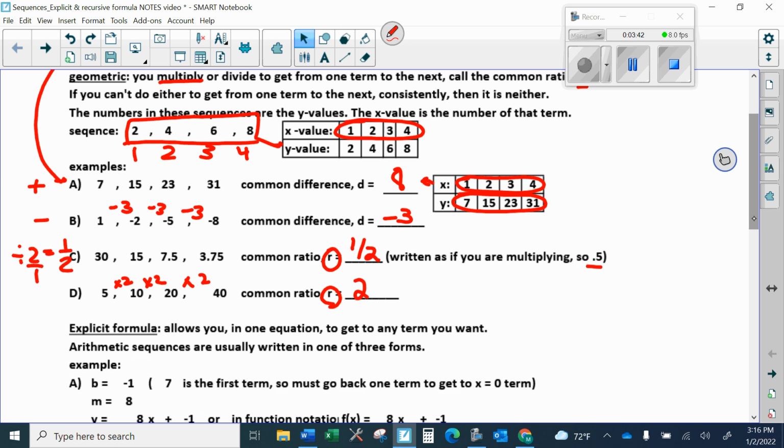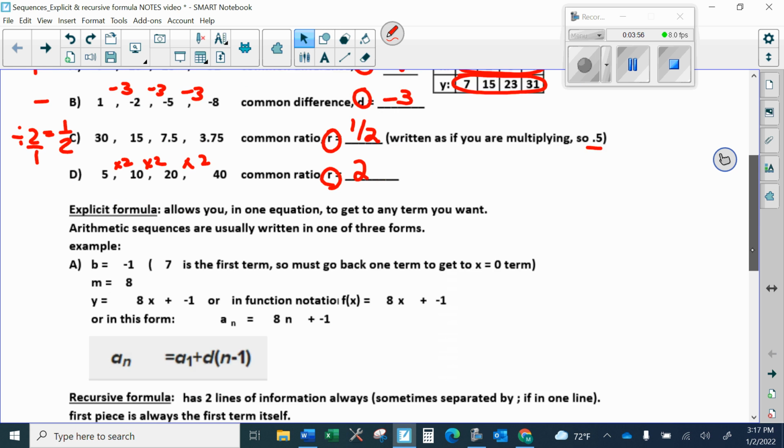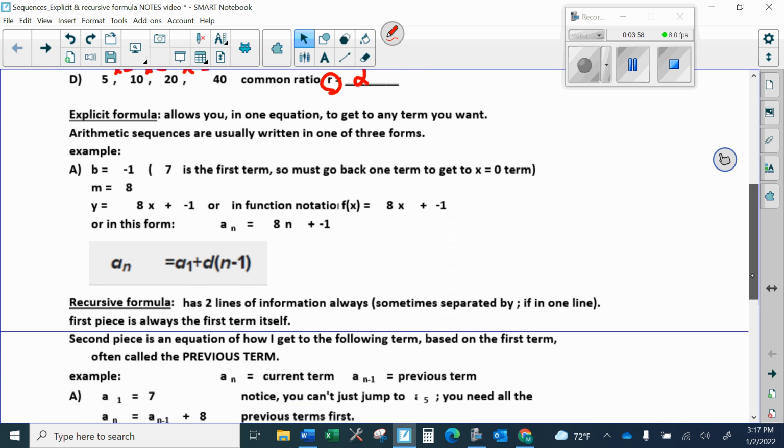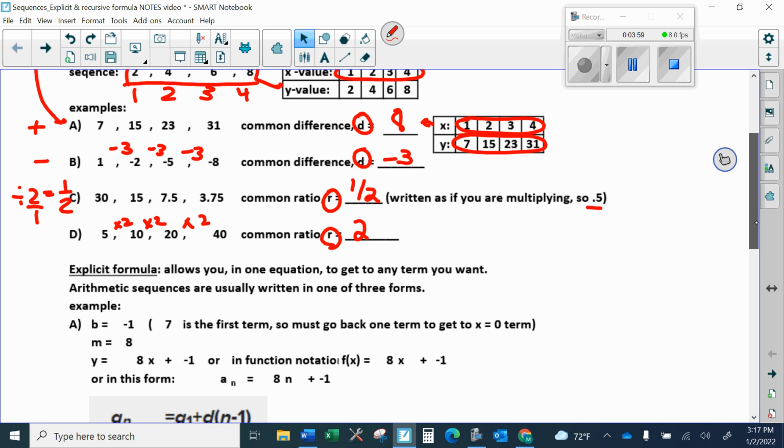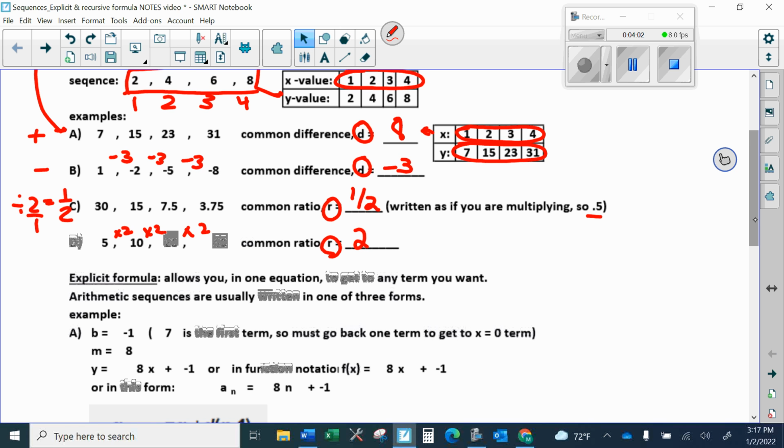So notice it gives you R. That's telling you already that it is a geometric sequence, versus if you see a D involved, they might give away something in the problem. If there's a D involved, that's a common difference. That means you should be adding or subtracting to get from one term to the next. Okay, so that's just finding the common difference and the common ratio. That should be easy.